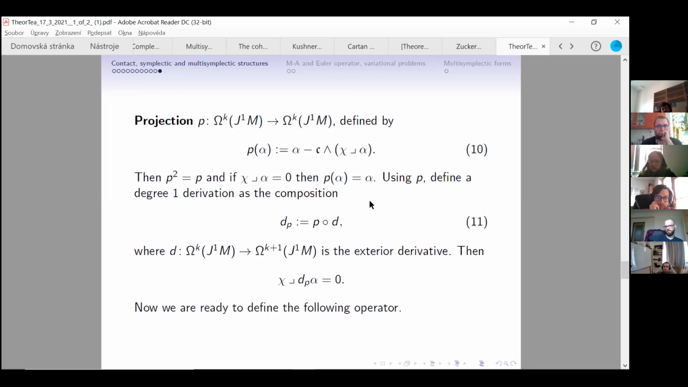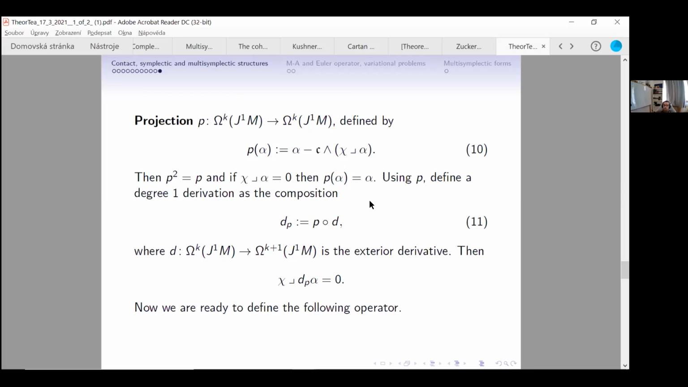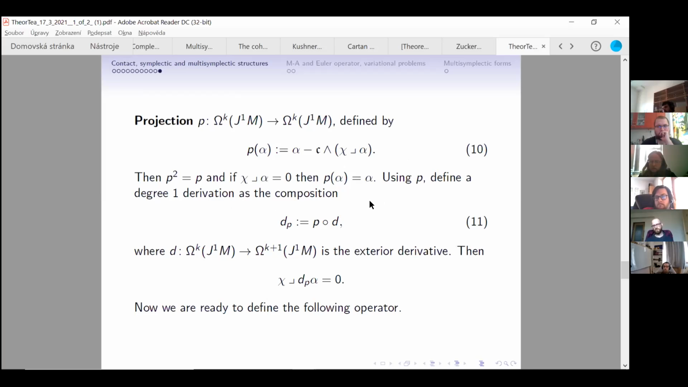And then we can define by 11 the projected derivative. And why do we do so? Because if we take a form which is degenerate along the Reeb field, and if we compute the exterior derivative, the property of being degenerate along the Reeb field is not preserved by the standard exterior derivative. So we need to consider this simple composition, this projected derivative.